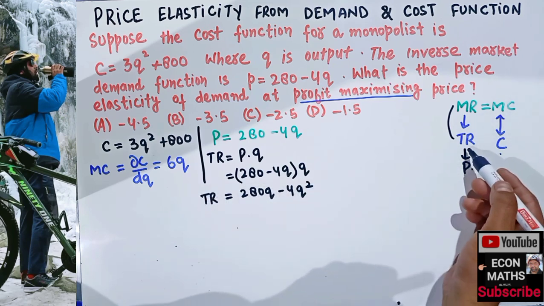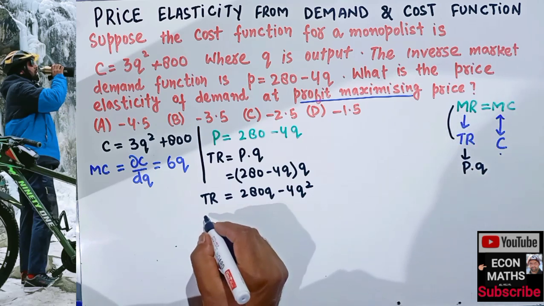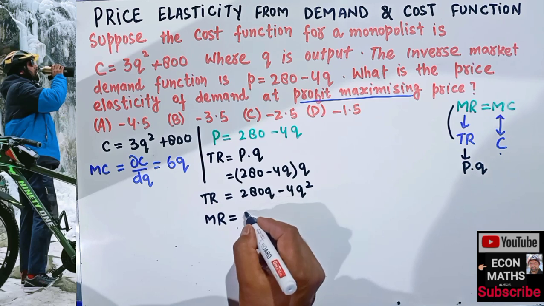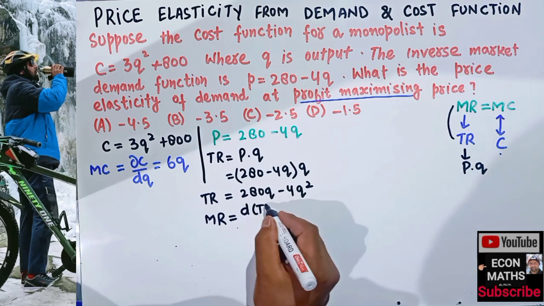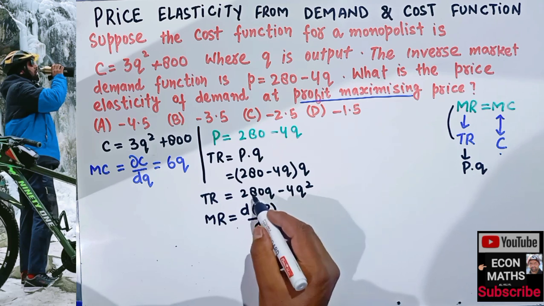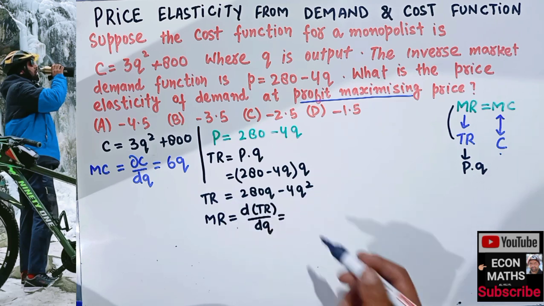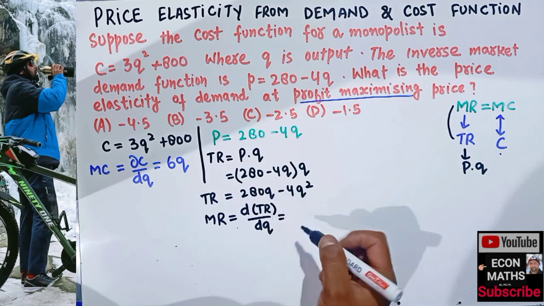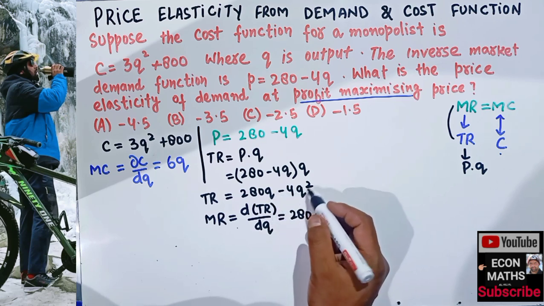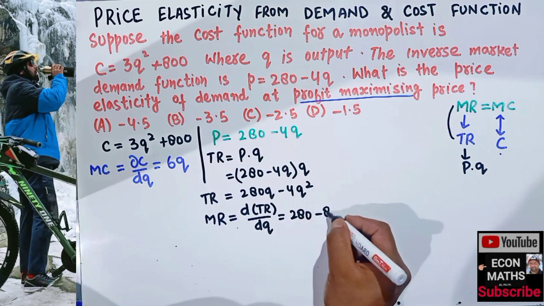Now from the total revenue function we need to find the marginal revenue. Marginal revenue, as I told you, is simply the derivative of the total revenue function with respect to output. That means differentiating the total revenue function with respect to Q. The derivative of Q is 1, so we are left with 280. The derivative of Q² is 2Q, so 2 into 4 is 8Q.